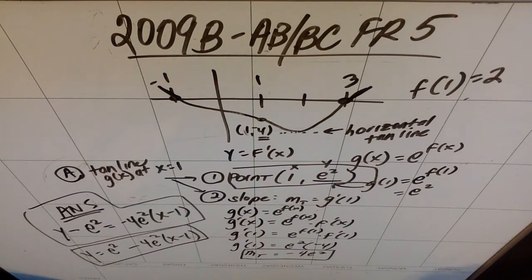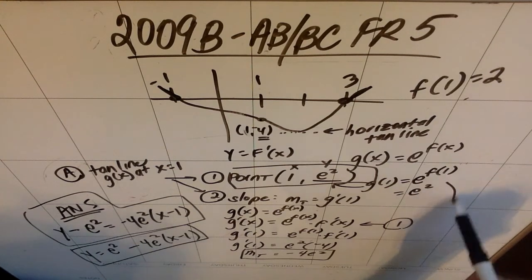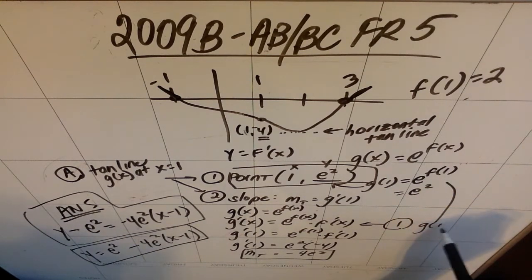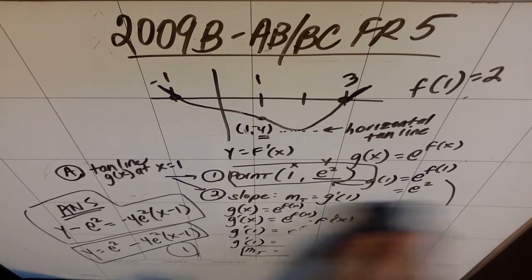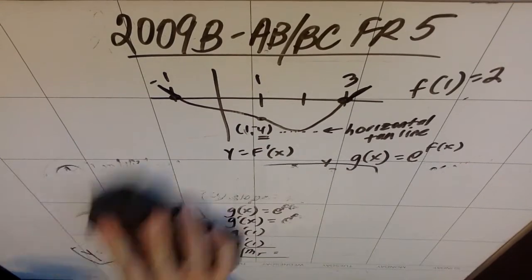All right, cool. Sorry, you're getting 3 points for that question. You're getting 1 point for finding g prime. You're getting 1 point collectively for g of 1 and g prime of 1, right? So that's worth 1 point collectively. And you're getting 1 point for your answer. So 1 point for the derivative of g, 1 point for finding the point and slope, 1 point for the whole answer. Okay, cool. Let's keep moving.